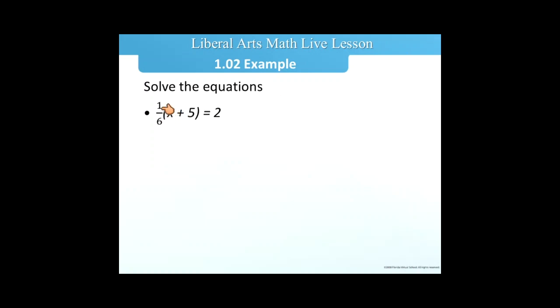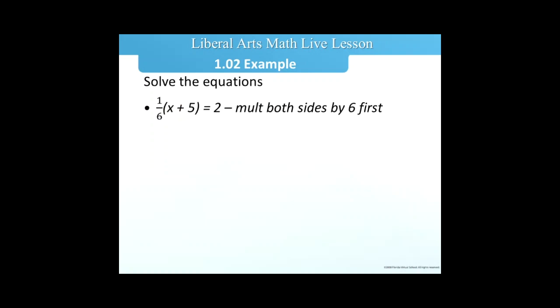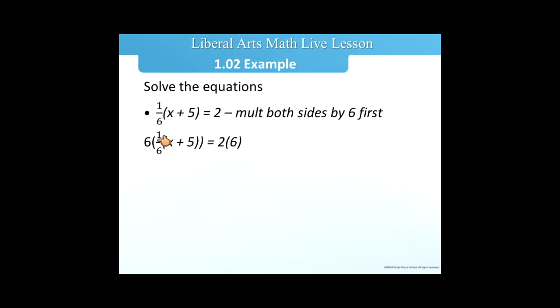Now, with this problem here, we have 1 over 6 times x plus 5 equal 2. I can get rid of this fraction by multiplying by the denominator. We have one fraction, which is 1 over 6, so I can just multiply by the denominator. If I multiply everything by the denominator, that will get rid of the fraction. So our denominator is 6. When we multiply both sides by 6, this 6 and this 6 cancel out. So they cancel out here, and we multiply it on the other side as well.